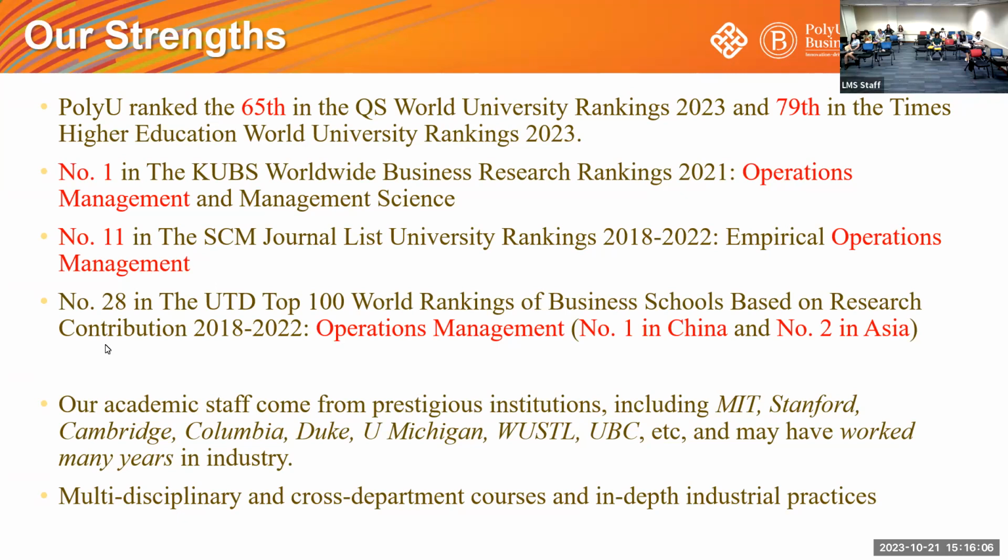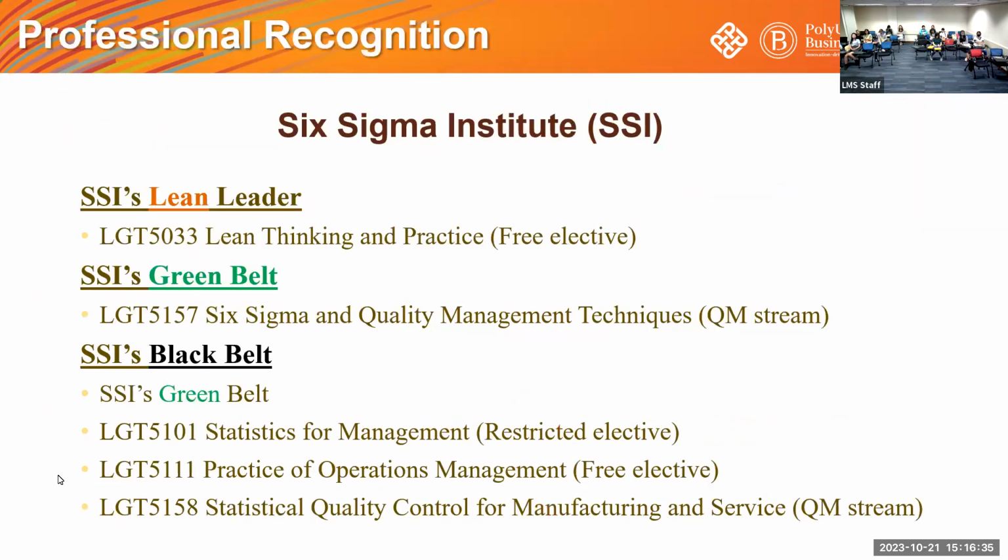We have a lot of academic staff from prestigious institutions like MIT, Stanford, Cambridge, and Columbia. And I want to emphasize that many of our professors have worked in industry for many years. For instance, one of our professors used to manage the Six Sigma Institute. If you have completed these courses, you will gain the corresponding certificate from this institute. For instance, once you complete this course, you get the green belt, and once you complete these three courses, you get the black belt.